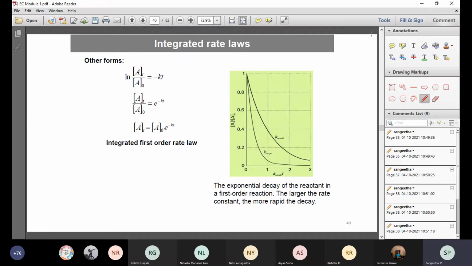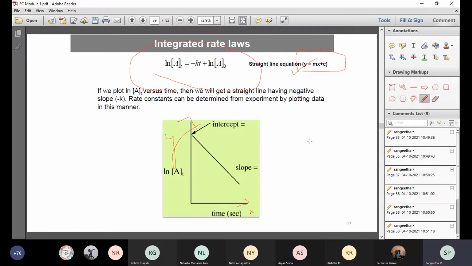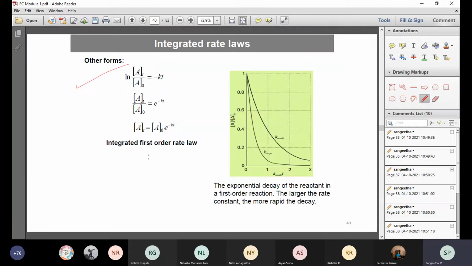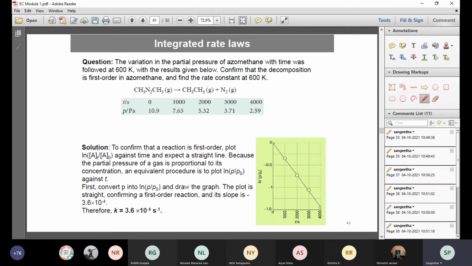So the other forms of it, again followed by this rearranging, and then y is equal to mx plus c. Get back to the other forms of it and the integrated first order rate law. Get this finally. And then the exponential decay of the reactant of a first order, you can just see the exponential kind of a thing. And the variation in these, okay, problems we can see in the last step.